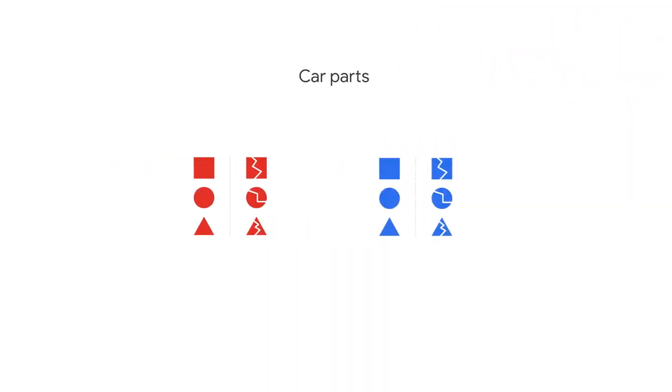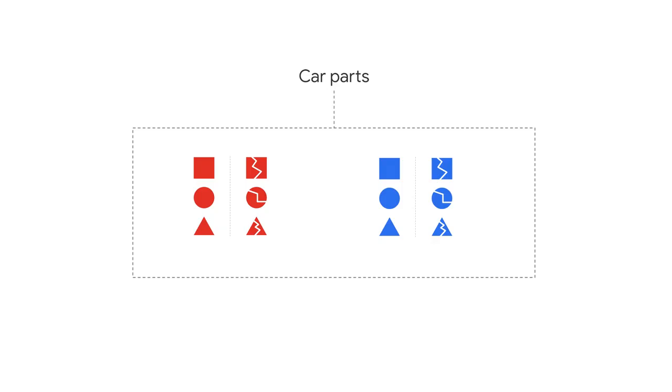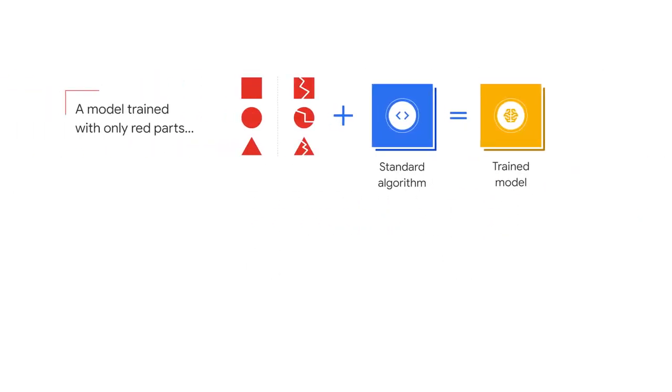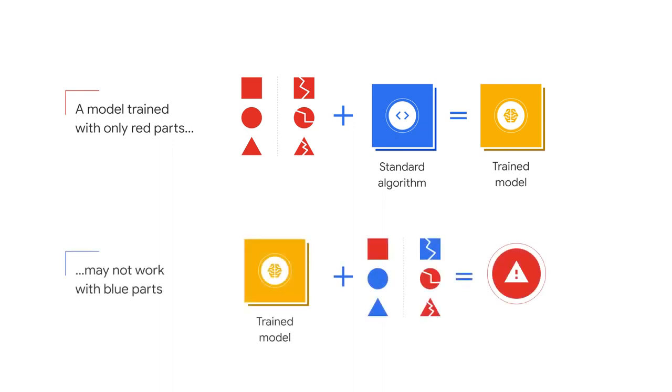Let's imagine an auto manufacturing use case where the goal is to use ML to automatically identify defects in car parts. Let's assume also that the car parts are divided into red and blue. If red and blue make up all the possible scenarios, but you only train your model with red parts, the model might not be able to detect defects in blue car parts when it's presented with new data. So more data and broader coverage produce a more accurate ML model.